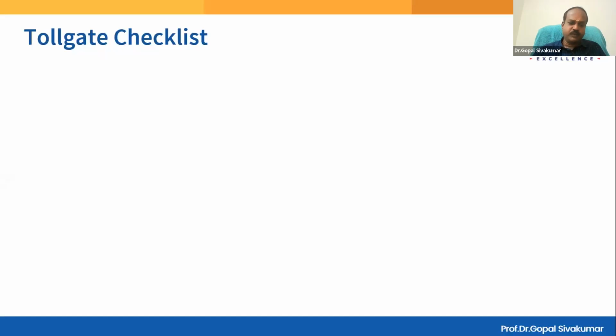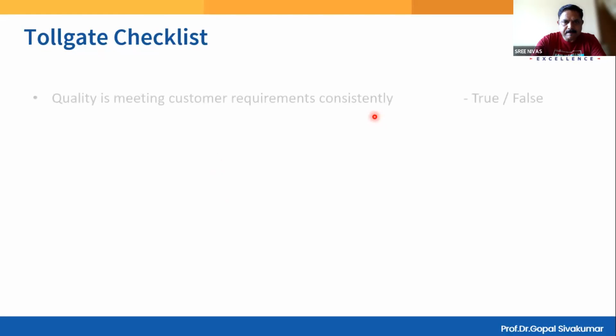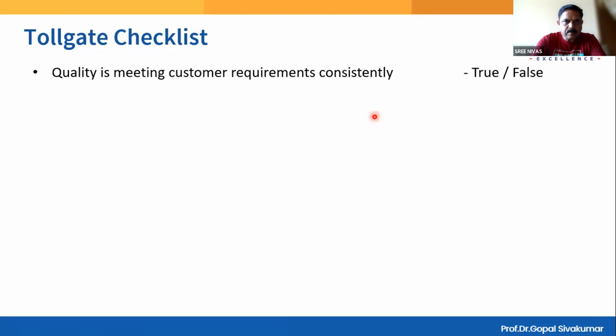So please confirm if all of you can see my slide, tollgate checklist. Whatever we have learned, we are going to just verify ourselves. Quality is meeting customer requirements consistently. Is that true?